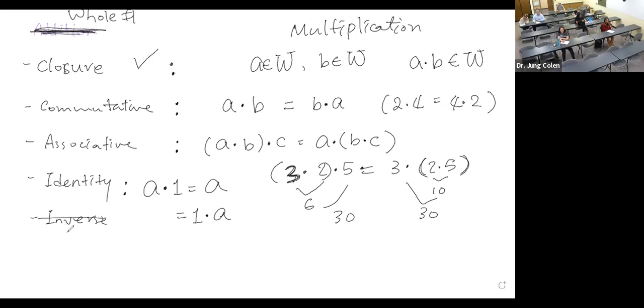Inverse property for the whole number in multiplication doesn't work because, for example, 2 times 1/2 is 1, so we know that 1/2 is the inverse of 2, but 1/2 is not a whole number, right? So when we talk about the rational numbers, we would say, yeah, inverse works. But for whole numbers, inverse property doesn't work because it's not in the whole numbers, not closed under the whole numbers. Okay? So these are the properties that we can talk about in multiplication of whole numbers.